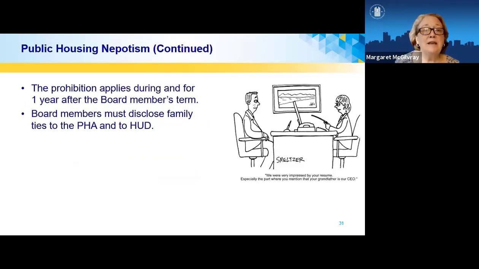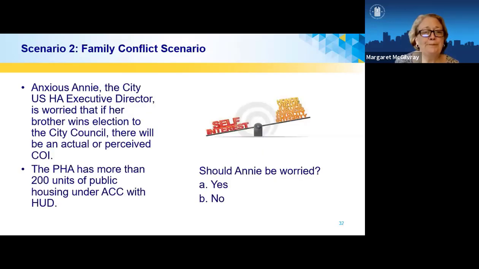And again, this is a prohibition that applies while you're on the board or while you're employed at the Housing Authority, as well as a year after that. Board members must disclose family ties to the PHA and to HUD, if there are any ties to HUD. Again, these can be waived for good cause, but you want to declare them so that they have an opportunity to take a look at those. So now I'll turn it over to Sydney to talk a little bit more about some of the ethical requirements specific to the HCV program.